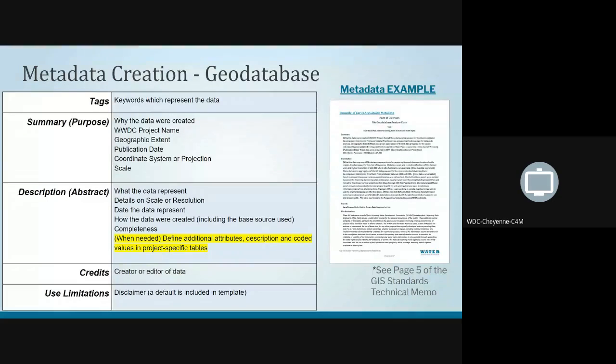I do want to point out the yellow highlighted piece here on this slide. If you have added a linked table with extra attributes, we want you to spell out any data attributes that you have added in the description section. This is especially true for any coded values that you may have added. We want to make sure that we have a definition so that the next person to look at it knows what these attributes actually are.